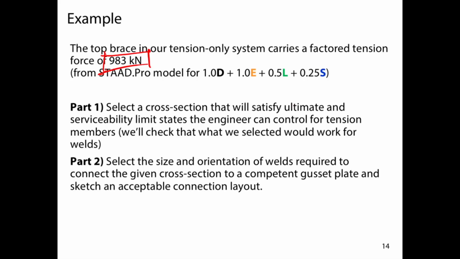Okay, so part one here is to select a cross-section that will satisfy ultimate and serviceability limit states that we can control as the engineer. And we'll check that what we selected would also work for welds. So if we check for something for bolts, we'll also make sure that it would be reasonable for welds, which 98% of the time it will be. And then the engineer, as the fabricator, will go in and say, okay, for this brace, for this force, let's arrange some welds and come up with an arrangement that will work in terms of the fillet weld strength and the net section fracture resistance.